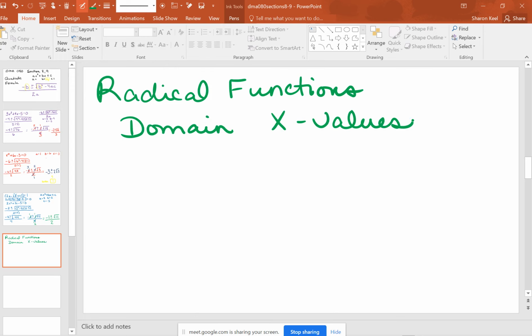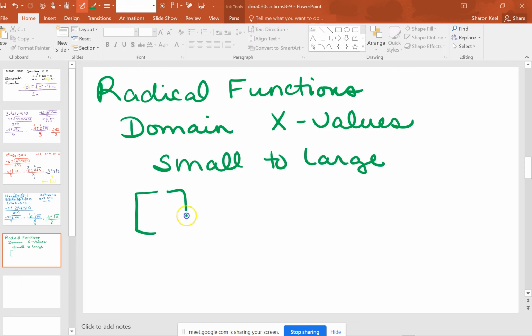And when we do the x values and write the domain in interval notation, we always list it from small to large. If something is equal, we use square brackets. If we have infinities, or if we have a solid circle or an open circle on the graph, solid means it's equal, open circle means we use parentheses.